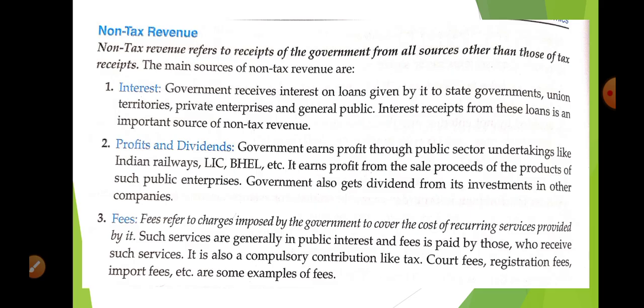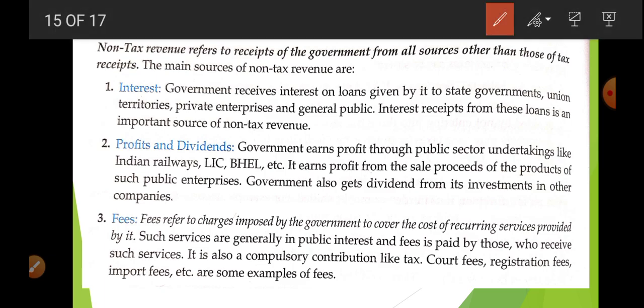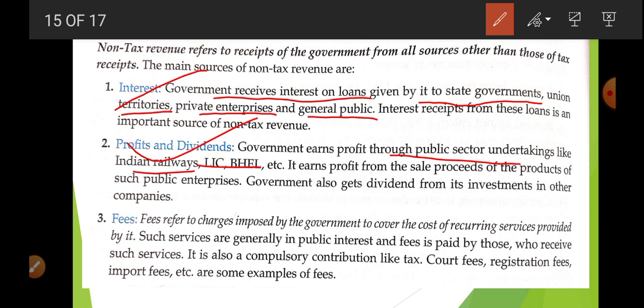Now non-tax revenue. What is non-tax revenue? So first is interest. There are many PSUs, public sector undertakings. The government receives interest on loans given to state governments, union territories, private enterprises and the general public. Okay, so in this way, this is the income of the government. Next is profit and dividend. There are many public sector undertakings. There are some examples. Whatever profit is gained becomes the income of the government.